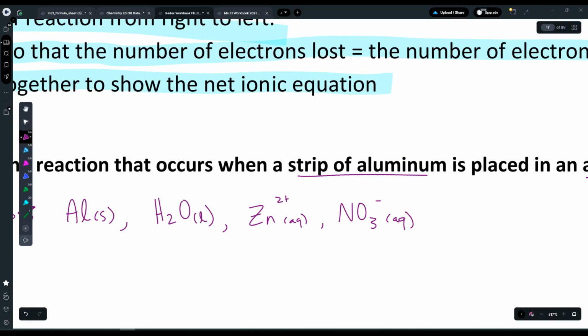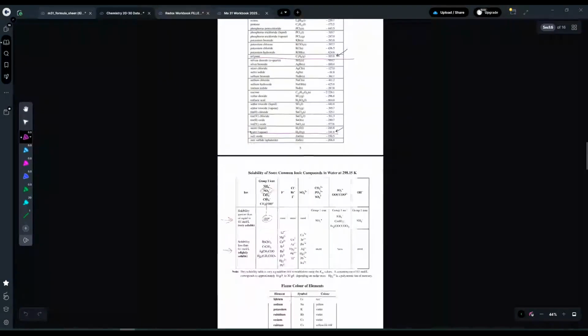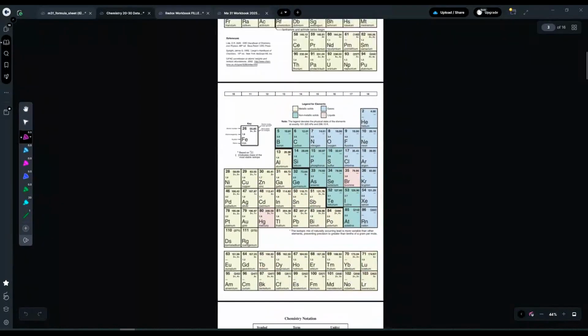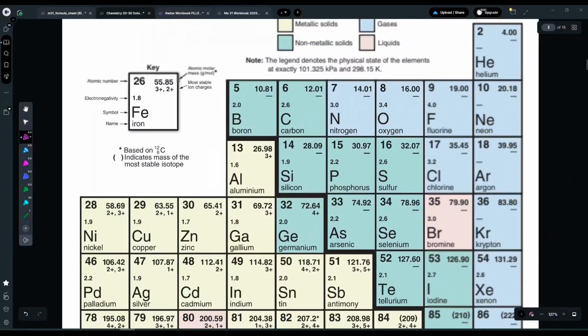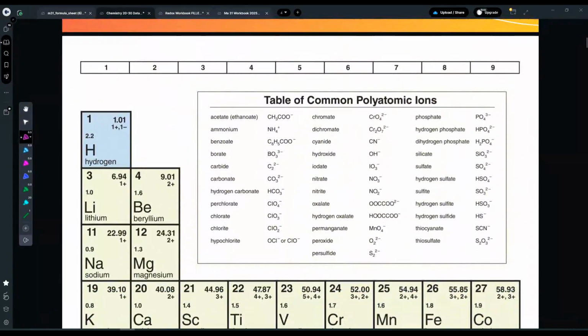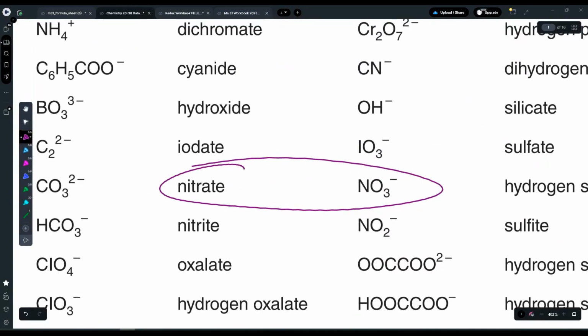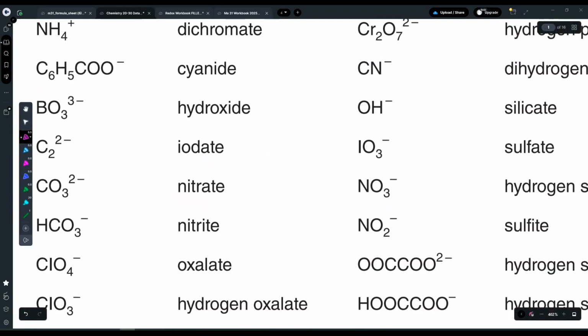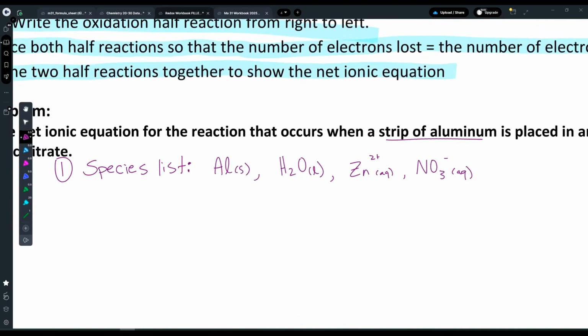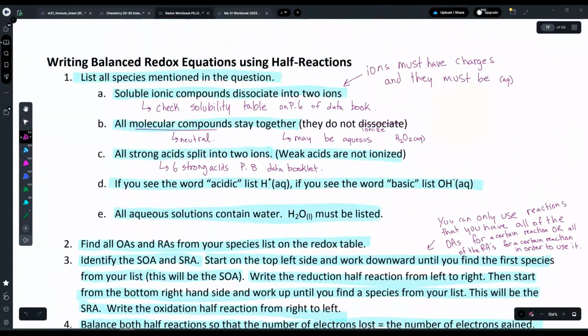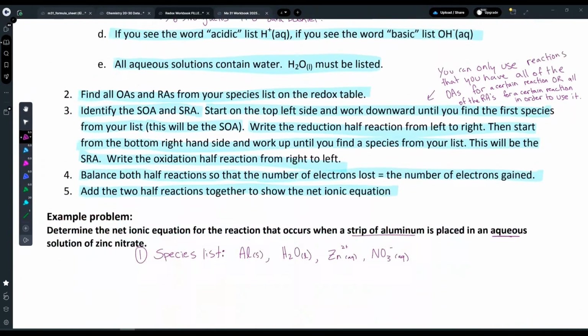Okay, so where I'm finding the charges is going to the periodic table. So if I find zinc, this is where it tells me that zinc, when it's an ion, has a 2+ charge. And for nitrate, where I'm finding that is right here. Okay, so this tells me nitrate is NO3 with a 1- charge. All right, so now we've completed step 1. Now we need to do step 2.